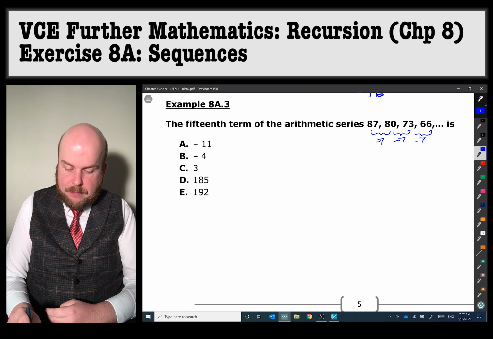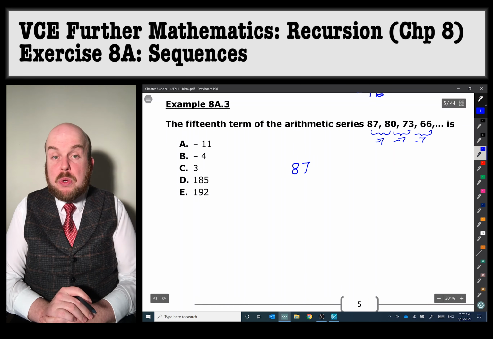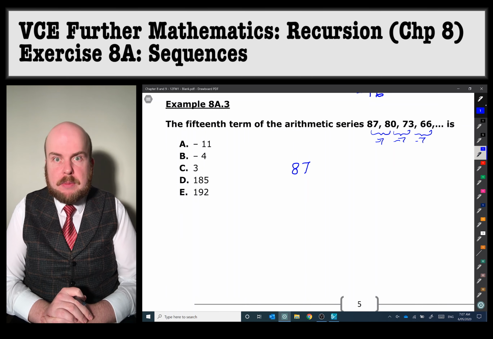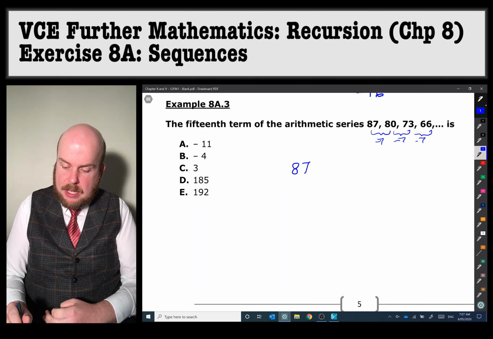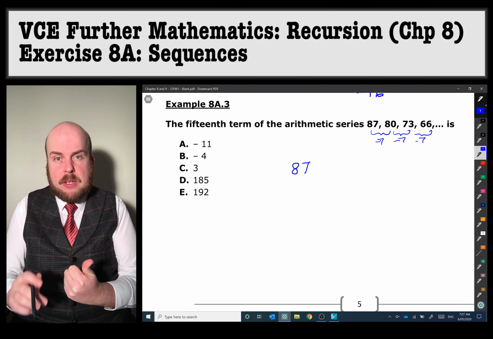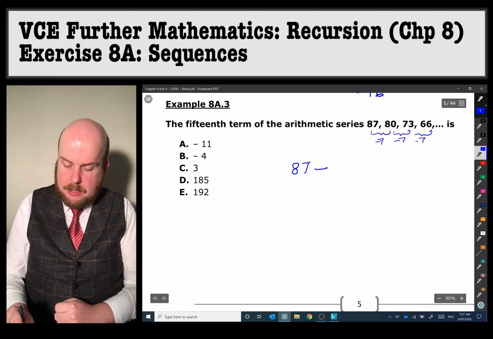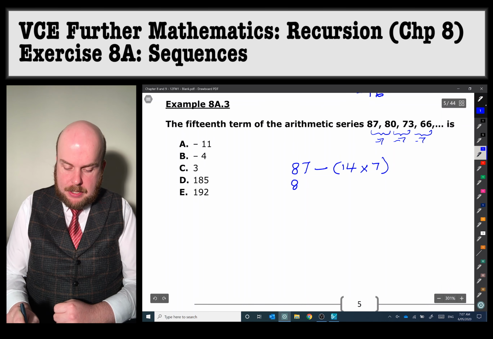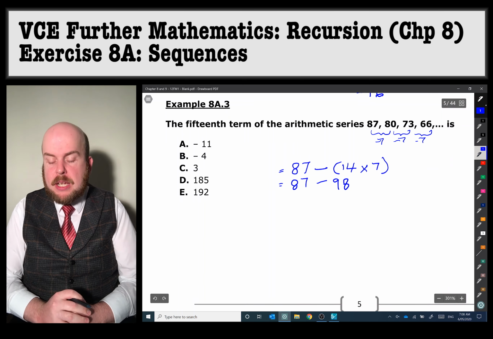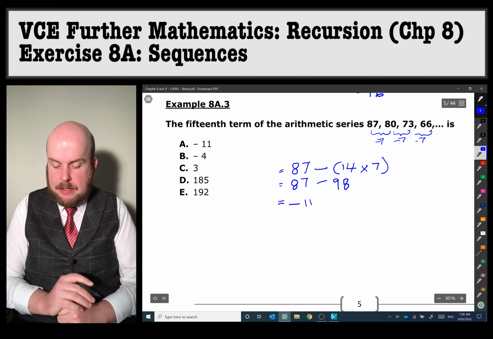So therefore, if I want the 15th term, I'm going to start from 87. Now I could just write minus 7, minus 7, minus 7, minus 7, minus 7. But if we want the 15th one, well, 87 is the first term. So then we just need to subtract 7 14 more times. 14 times 7 is 98. So this will become negative 11.